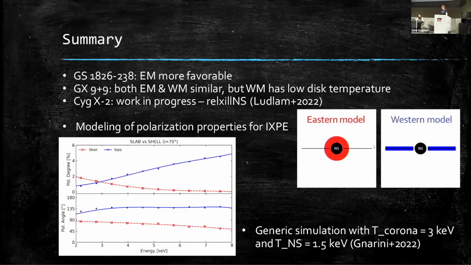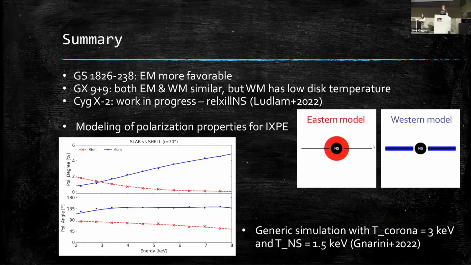We have seen from this study that we have performed that for the source GS 1826, the Eastern model was more favorable. So that's the one with the shell corona covering the neutron star. So that one was more favorable, while the slab corona gave us a bit unphysical results. For GX9+1, both the models were similar. They both were giving us quite good results and satisfactory statistics.